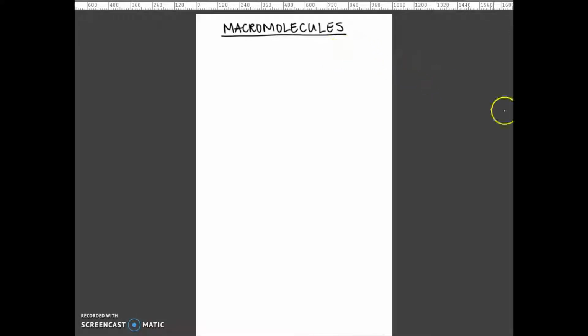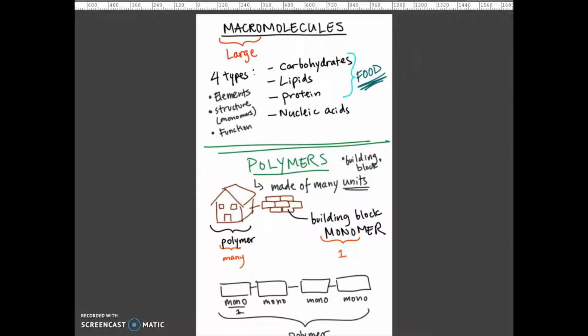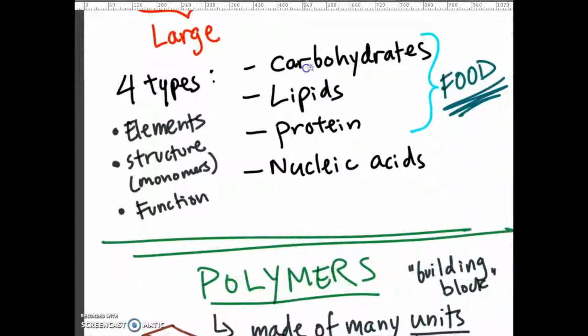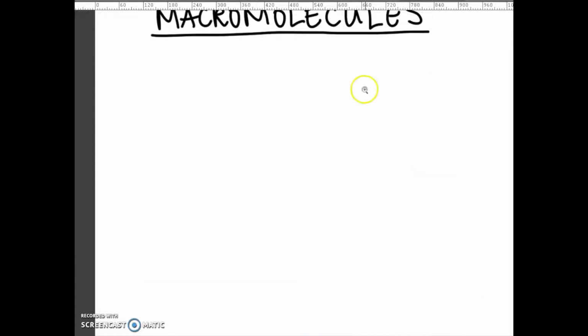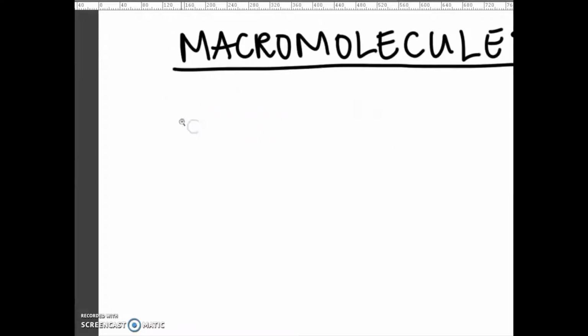All right, so earlier we mentioned that there were 4 different types of macromolecules: carbohydrates, lipids, proteins, and nucleic acids. So now we're going to go into each one and really go into what are the elements of each, what's the structure of each, and what's the function of each. So let's start with carbohydrates.